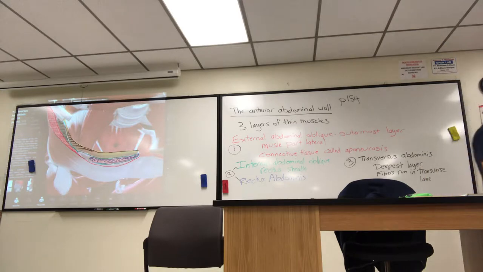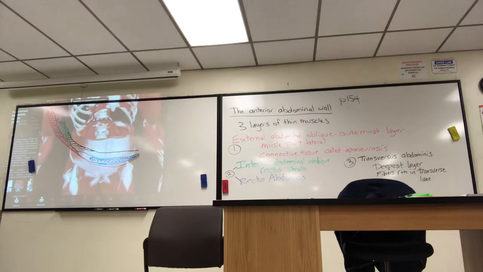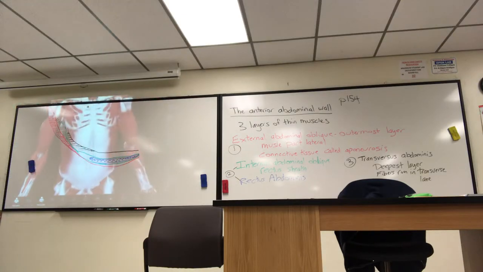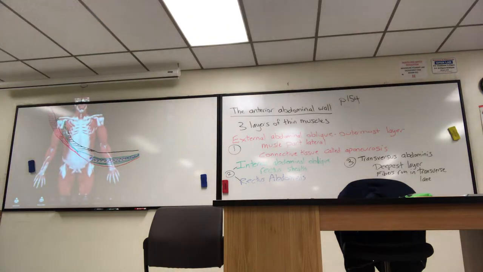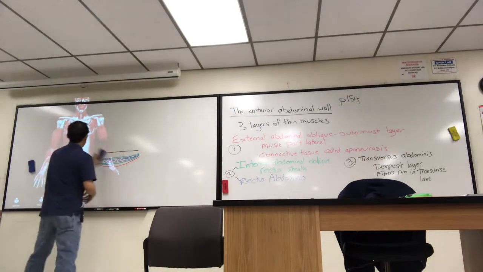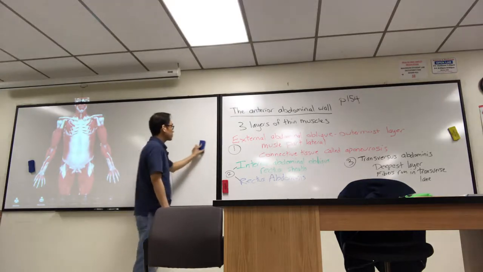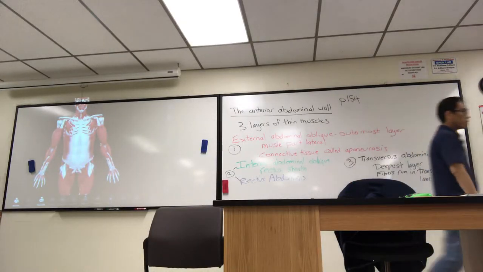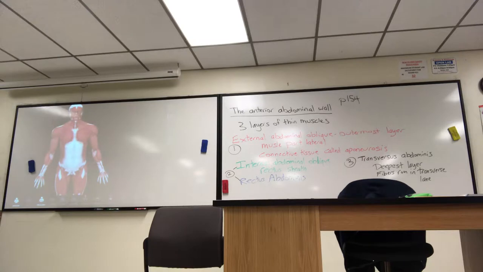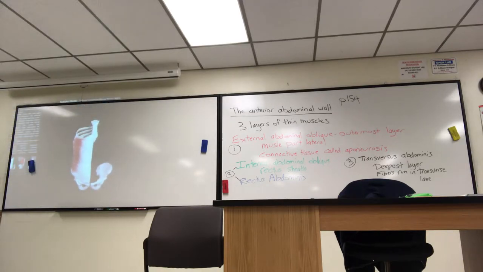Now, it helps to look at this without the layers, just like this. Let me get rid of the cutting tool. And so I have all the layers on. Actually, let me add one more layer. So that's all the layers. But if I remove the outermost layer and just highlight the external abdominal oblique and isolate it, that's what it looks like by itself. Just a flat sheet.